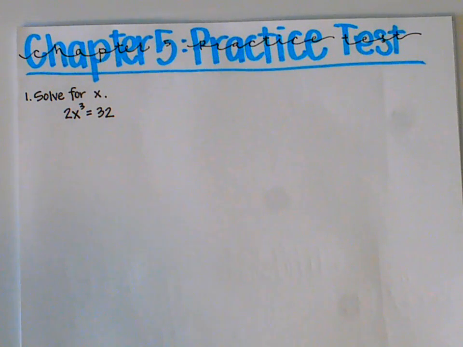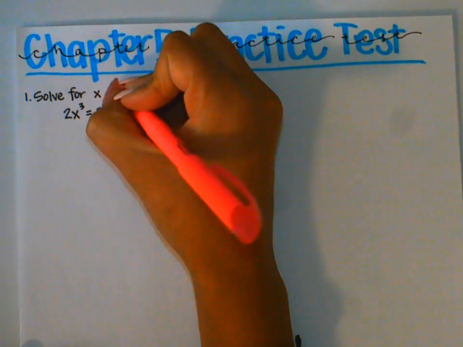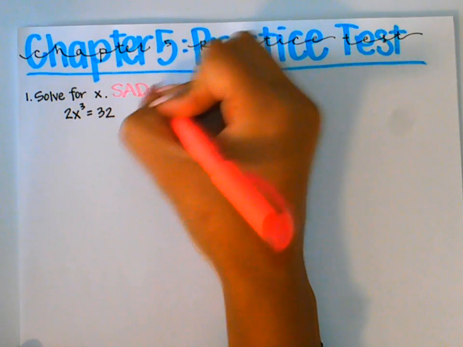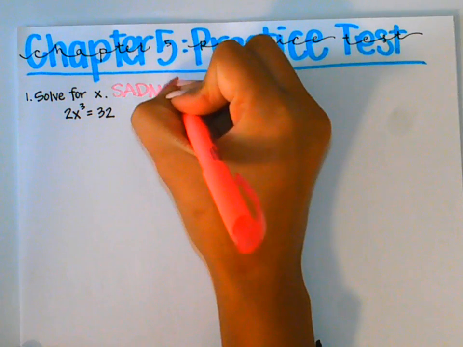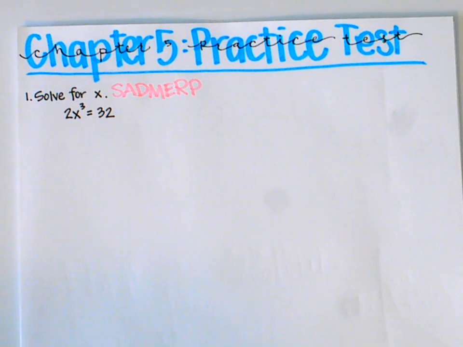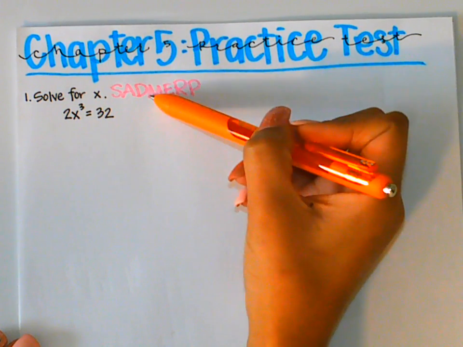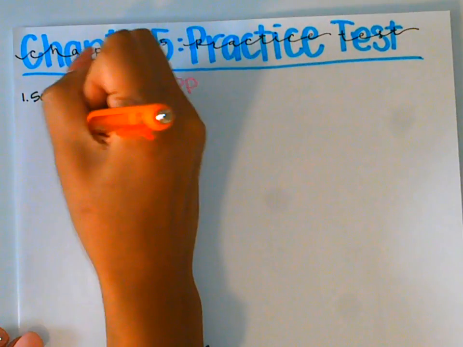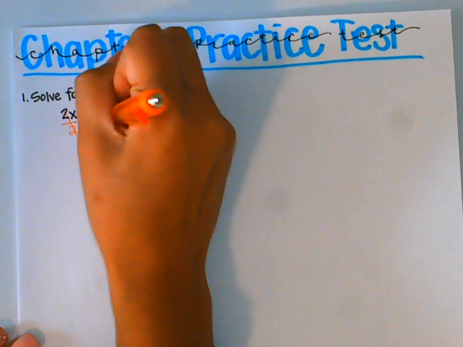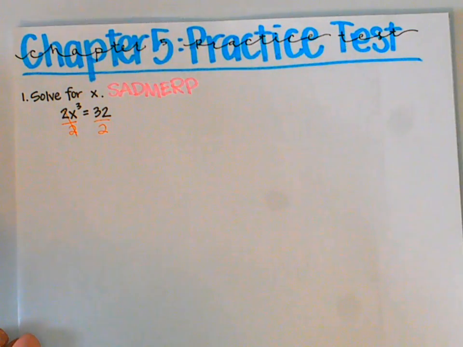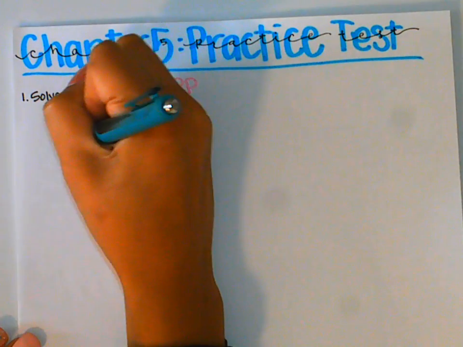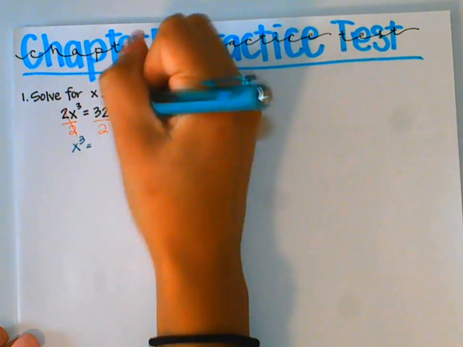We are solving for x. So when we look at these, we want to think back to our SATMEP or SATMERP. I'm just going to use SAD. So we want to look for any subtraction, addition, which we don't have in this case. Division, multiplication. We notice that there's a 2 here, so I am going to divide both sides by that. That gives me x cubed is equal to 16.